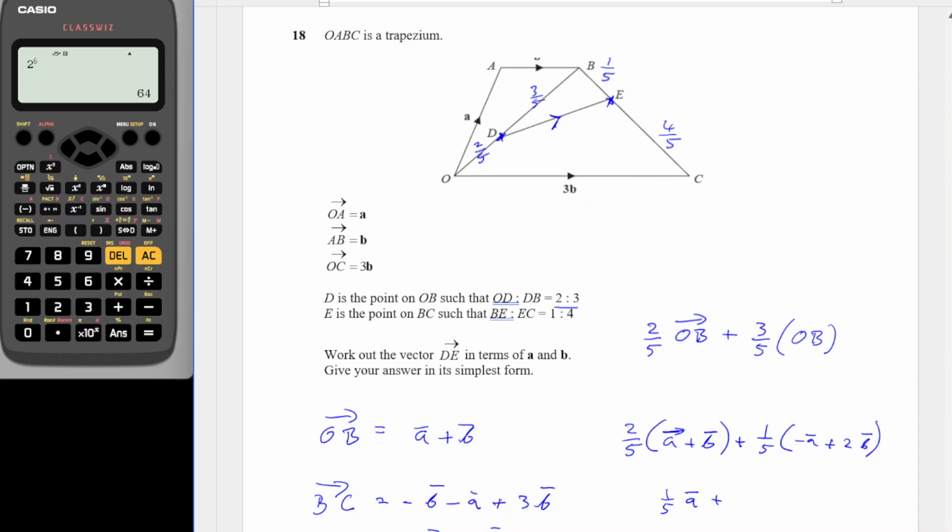Now, to get from there to there, to get from D to E, what I want is that length there, which would be 3/5 of O to B. And then to that, I want to add on 1/5 of B to C. So let me clear that up. B to C, sorry.